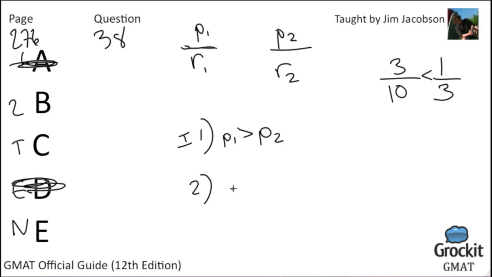Statement 2 tells us that R2 is greater than R1. And it works the same way. Just because the denominator is bigger, normally with fractions, a larger denominator means it's a smaller fraction, but without knowing the numerator, it doesn't really help us. We need both the P's and the R's in order to solve this, at least potentially. So it's not statement 2 on its own.